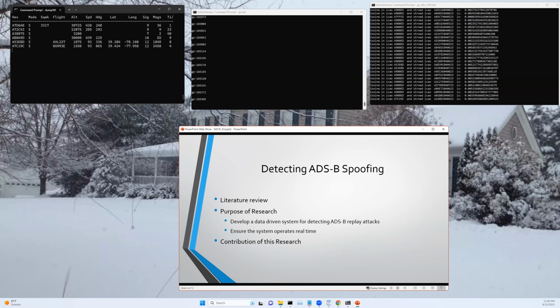Spoofing poses more risk to the system than jamming because the target system that's unaware it's under attack cannot raise an alert to the rest of the system. A replay attack is a form of ADS-B spoofing where authentic ADS-B messages are recorded and then later retransmitted. Different approaches to detecting spoofing have been proposed.